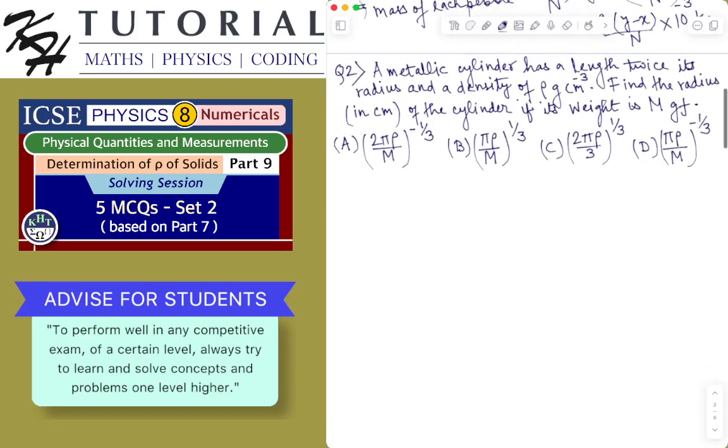A metallic cylinder has a length twice its radius and a density of rho gram per centimeter cube. Find the radius in centimeter of the cylinder if its weight is M gf. Now gf stands for gram-force, a gravitational unit of force or weight, which means a body having a weight of capital M gf means that the body has a mass of capital M.